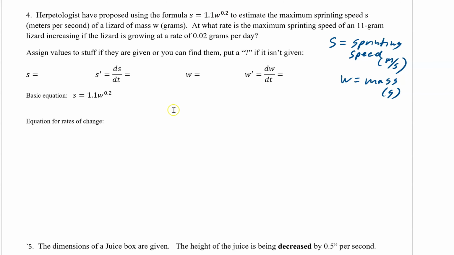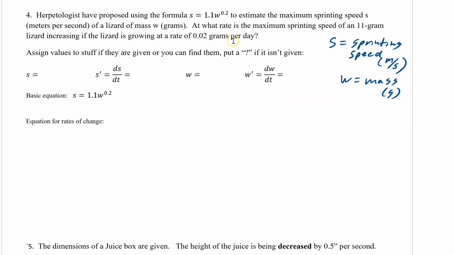Okay, I've already taken the formula and written it here. And with each of these, you're going to need to use related rates on them. And we know it's related rates because we're looking for the rate at which the sprinting speed is changing. So if S is equal to 1.1 W to the 0.2, that means we're going to need an S and an S prime. You have a W, you're going to need a W and a W prime, because we're going to take the derivative with respect to time on these problems.